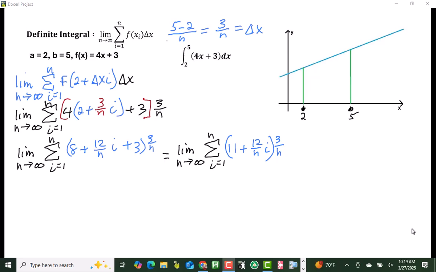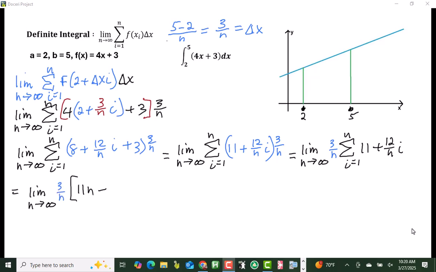Okay, so now then, I'm looking at that. The 3 over n out here on the right, I'm not seeing an i involved with that. That's not going to change. So I can pull that out, put it in front. Things are getting simpler. That equals this limit.